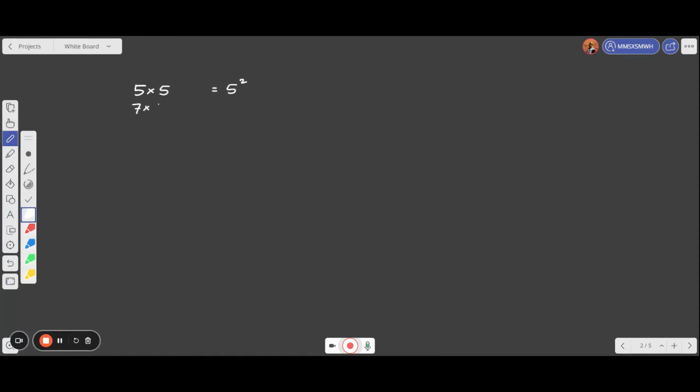Let's say 7 multiplied by 7 multiplied by 7. Here, 7 is multiplied by itself three times. You see that 1, 2, and 3. Therefore, this is written as 7 cube. Here, we call this the base, and this is the exponent.